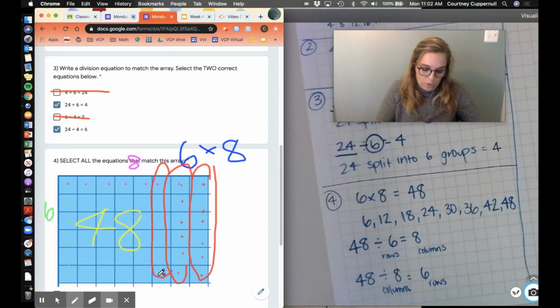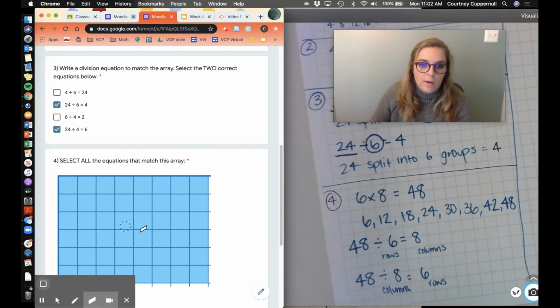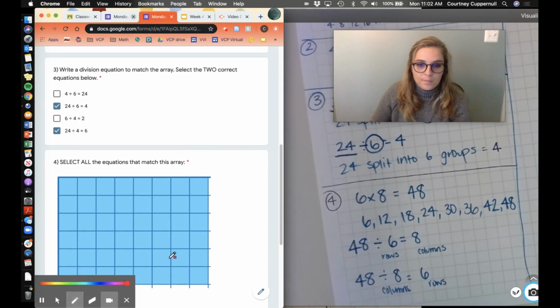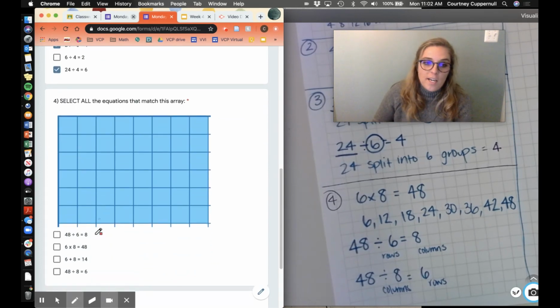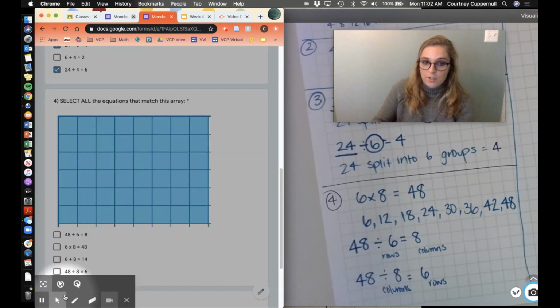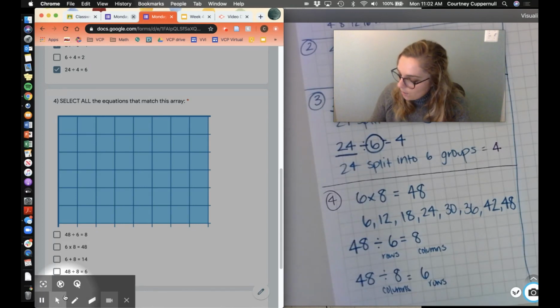Let's see if the answer choices are there. I'm going to go ahead and clear my writing. All right. 48 split into 6 groups equals 8. Does that match one of our answer choices? Or does that match one of the things we did? Yeah, we did that right here. This was one of the first ones we did.